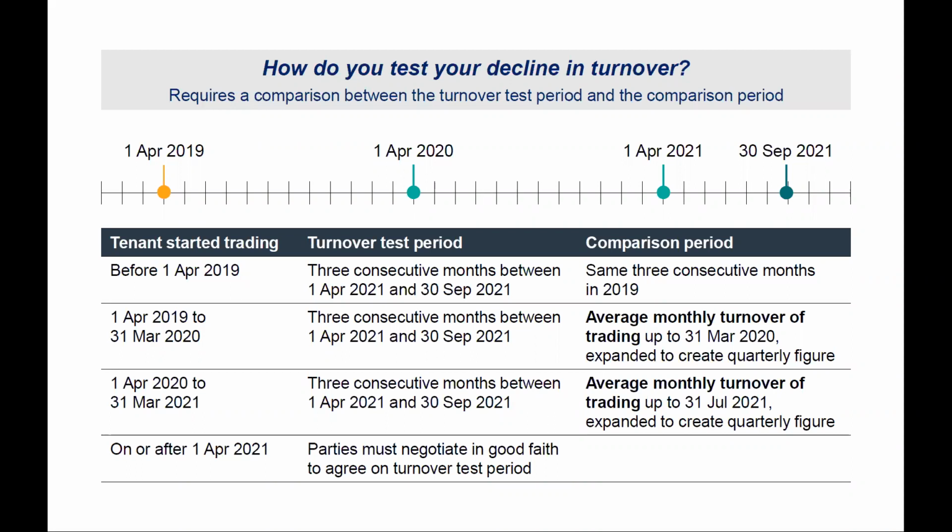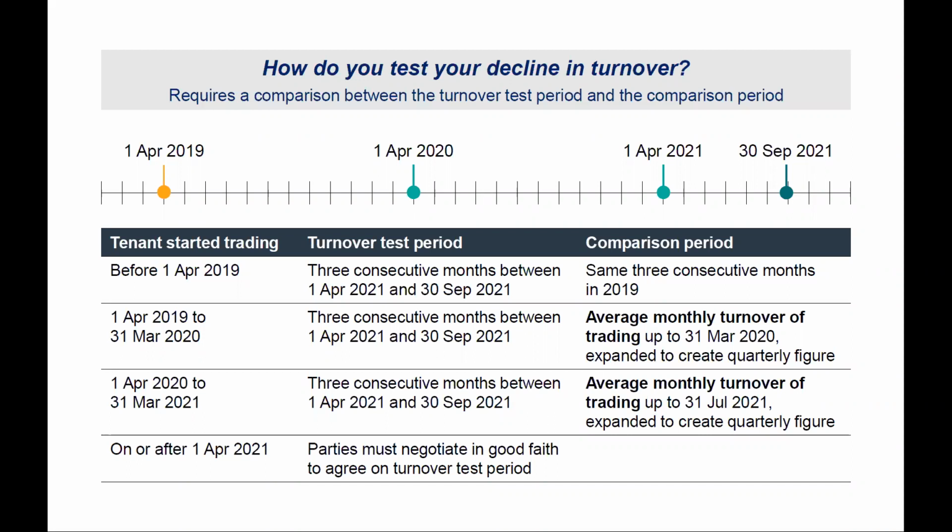So firstly, if the tenant commenced trading before 1 April 2019, then you can see the turnover test period is any 3 consecutive months between 1 April 21 and 30 September 2020. And the comparison period is the same 3 months in the year 2019. The tenant started trading between 1 April 19 and 31 March 20, which I note is pretty much the last period before the impact of COVID. So the COVID impacts were starting from about March 20.